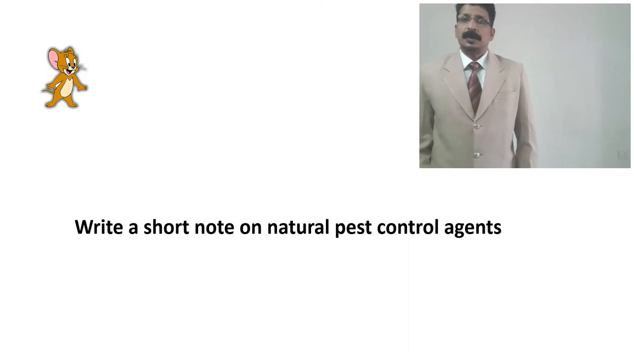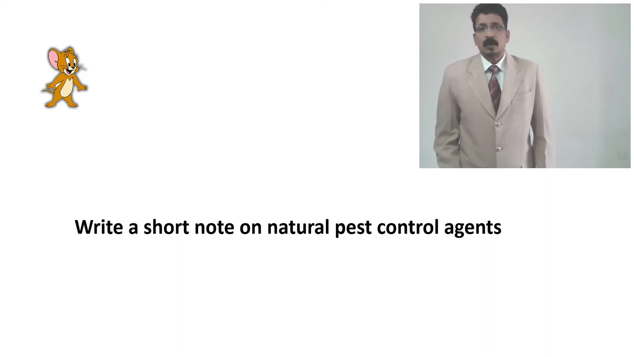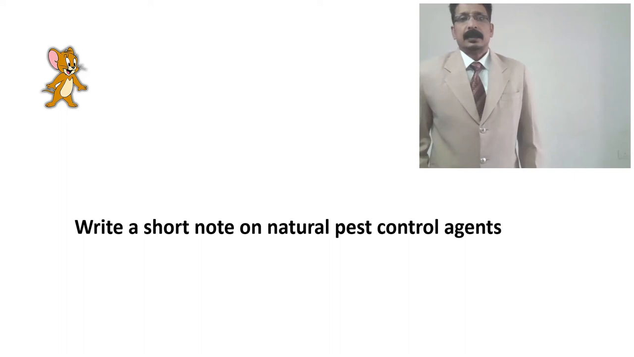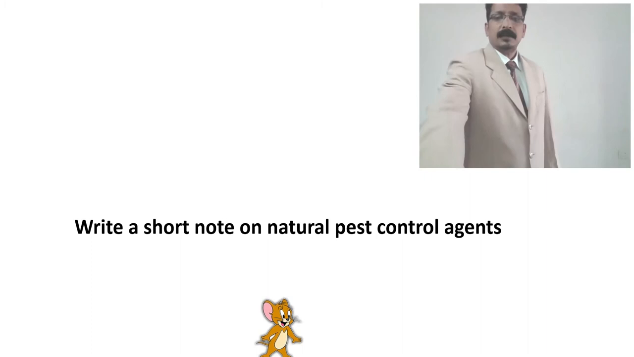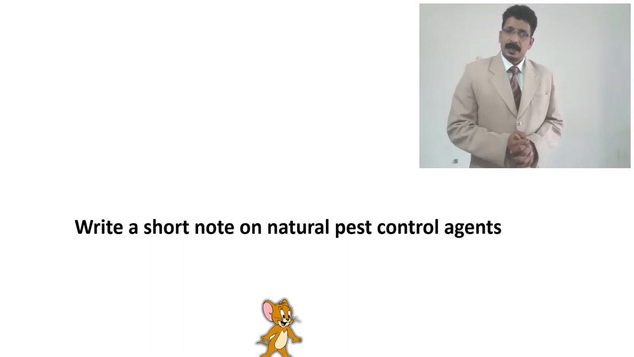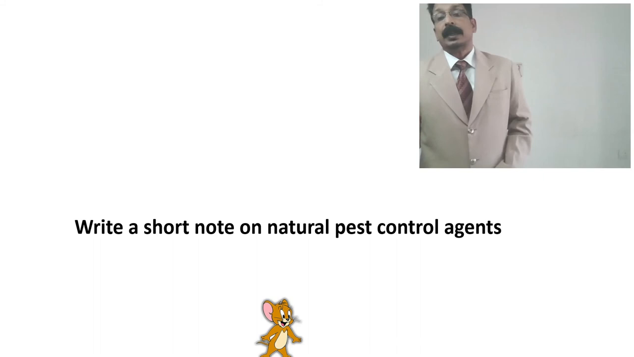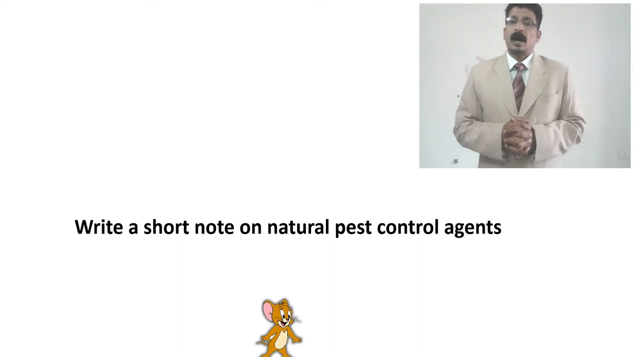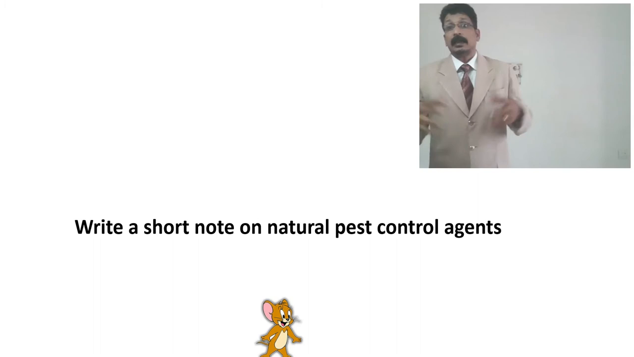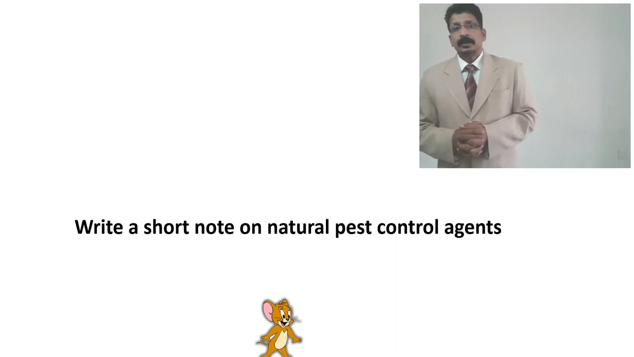This is a 5-mark question. Write a short note on natural pesticides. That's what we have given here, and in this we know that it's write a short note on natural pest control agents. In pest control agents we have many types of methods, but we are going to deal with the natural pest control agents or natural system which may not have any type of harm to humans or any other organisms. It may not even cause pollution. So all these things will be governed by using natural pest control.